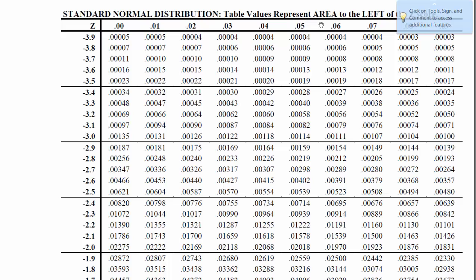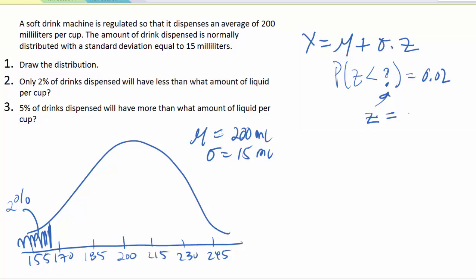So I'm going to call this negative 2.055. Negative 2.055 is then the z-score in which about 2% of my data falls below that. Now I can simply just plug this into the formula.